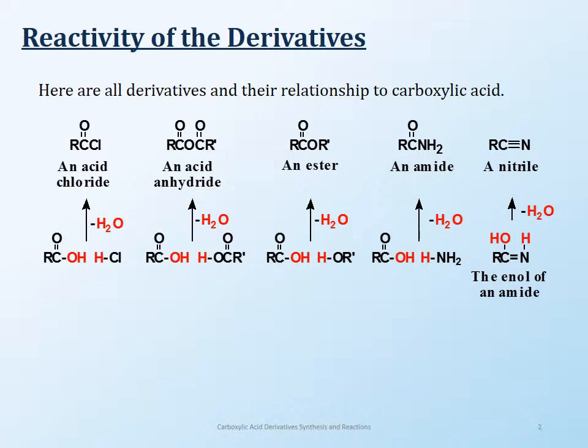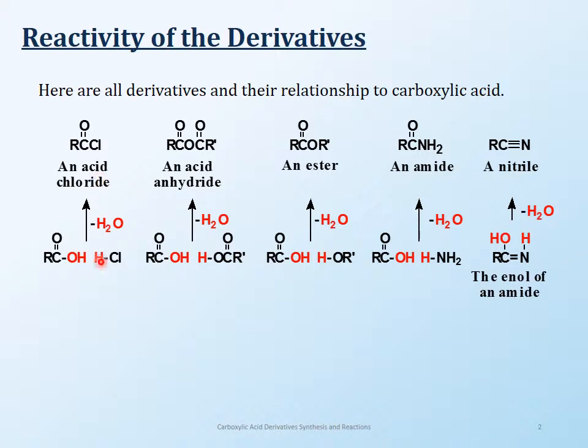So on this slide, what you can see is all the derivatives of the carboxylic acids. You won't see the acid here because we've already done that in a separate PowerPoint. In this one, you will see the acid chloride, anhydrides, esters, amides, and nitriles. These are all the derivatives we will talk about. What this also shows you is the relationship of the acid to the derivative.